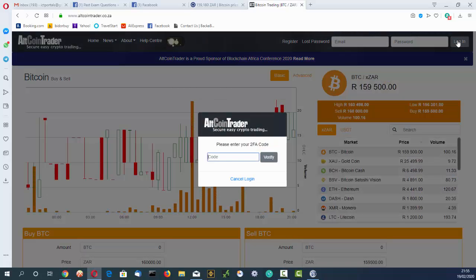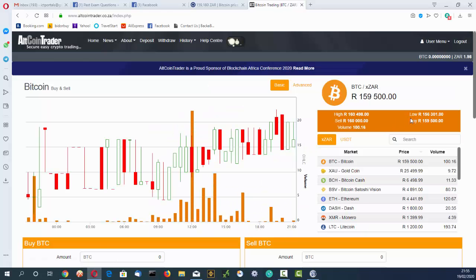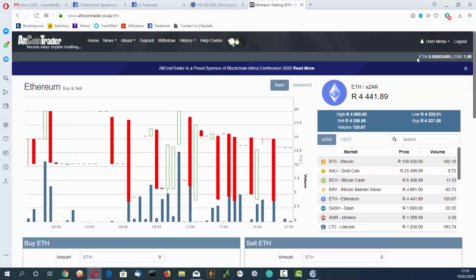Yes, it's going to ask for my second factor authenticator. Let me supply it. AltcoinTrader. That's the 8817361. Correct. Now, if you look at, let's say I click Ethereum, this place will change to Ethereum.